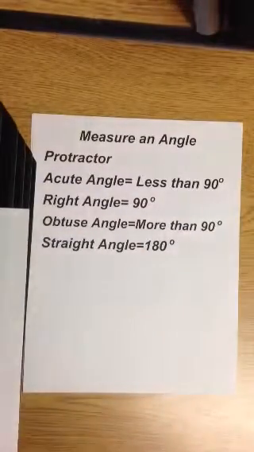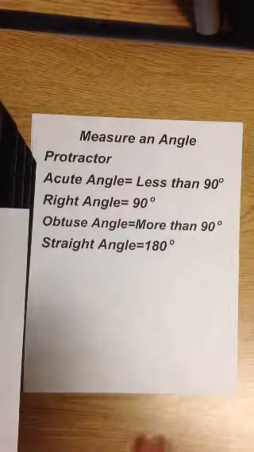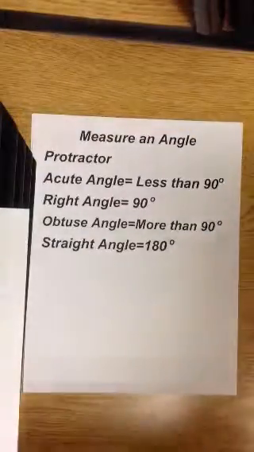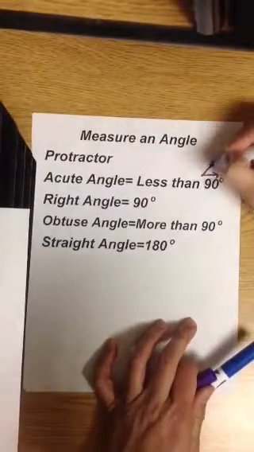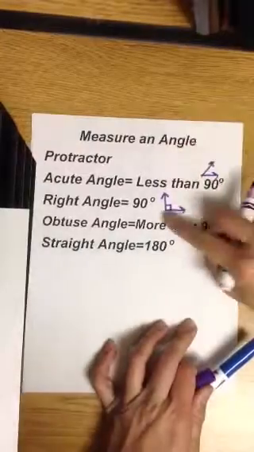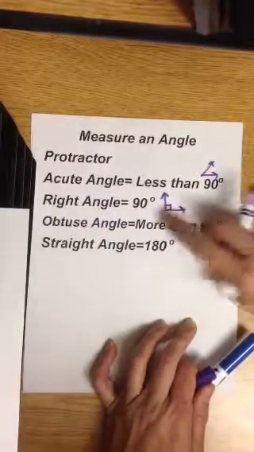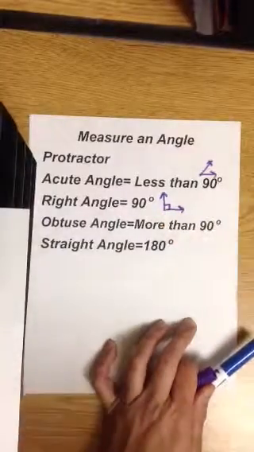An acute angle is an angle that's less than 90 degrees. It's a very narrow angle. A right angle is 90 degrees. It looks like a letter L, a perfect L or corner, and it's denoted with a square box near its vertex. Again, the vertex is where it bends.